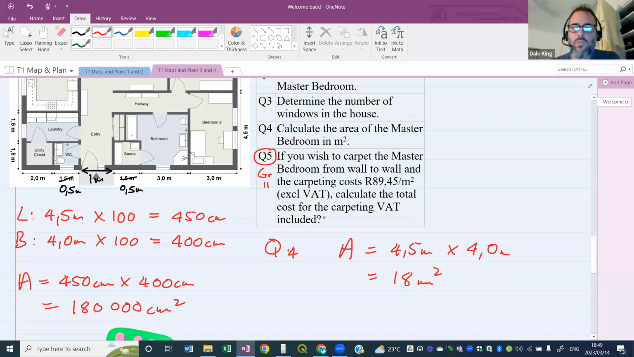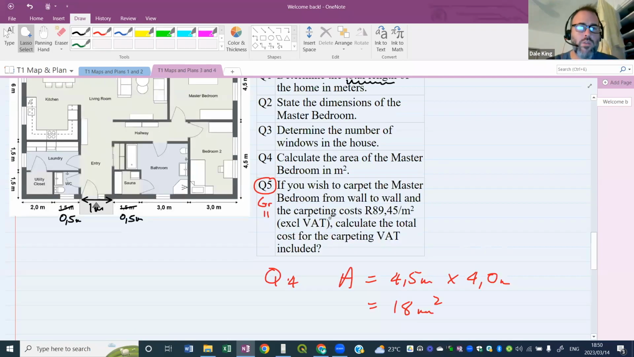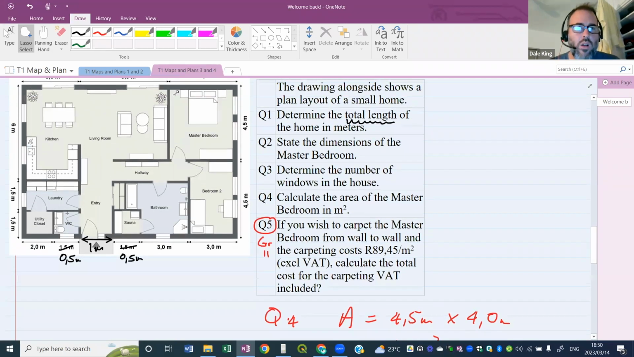All right, question number 5. Now, grade 10s, you're welcome to try this. In fact, I challenge you. Grade 11s, you should be able to do this type of question. All right, there's question 4. Question 5 says, if you wish to carpet the master bedroom, the one we've just been working on, from wall to wall, right? What does that mean? Carpeting from wall to wall. It means the whole area of the master bedroom, every single little floor area, every little corner. Don't worry about beds and cupboards and doors. The whole floor area of the master bedroom, the area we've just worked out.